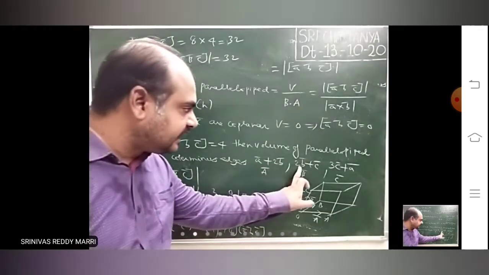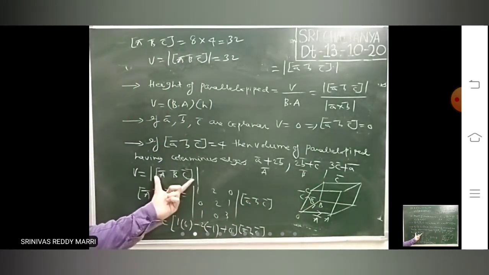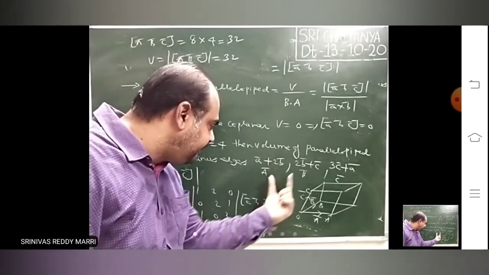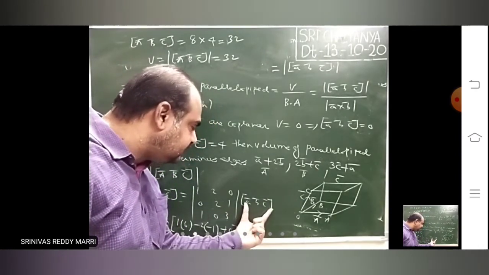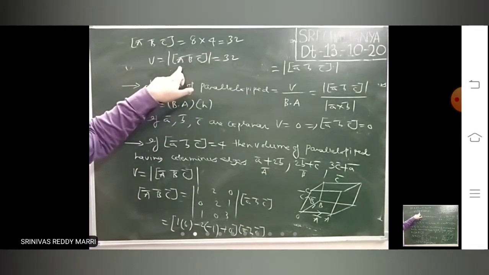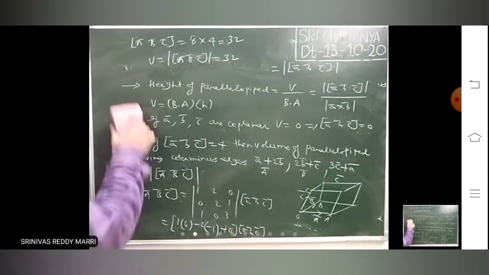Like that, if three vectors are given, then the volume is nothing but the modulus of box of A bar, B bar, C bar. If they are given in i, j, k, just take the determinant. If they are given as A, B, C, write it as box ABC. Calculate this determinant; if it is positive, that is directly the answer. If it is negative, write modulus. That is how to calculate when coterminous edges are given.